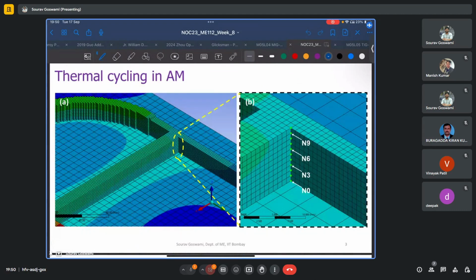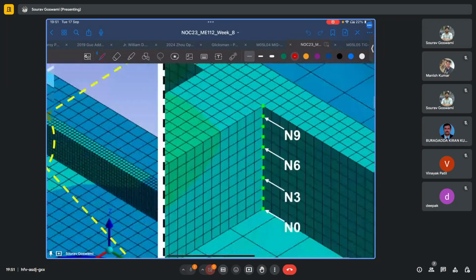Now we spoke about thermal cycling in additive processes, and this is a simple study which I had performed for the purpose of demonstration in this course. So here we're just depositing a very simple geometry by, say, laser DED. And what I've done is I have picked this intersection.